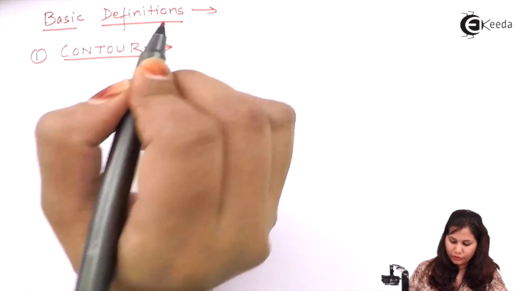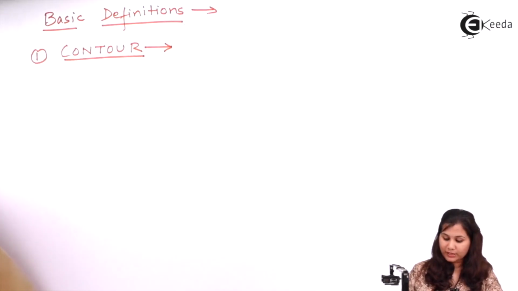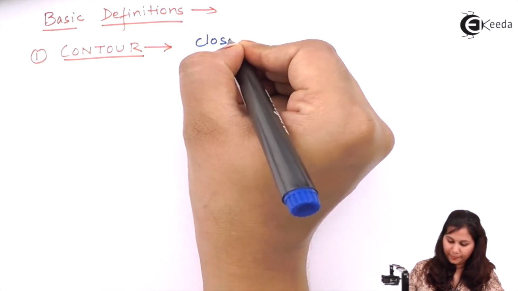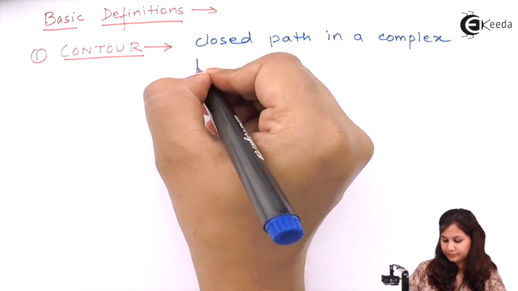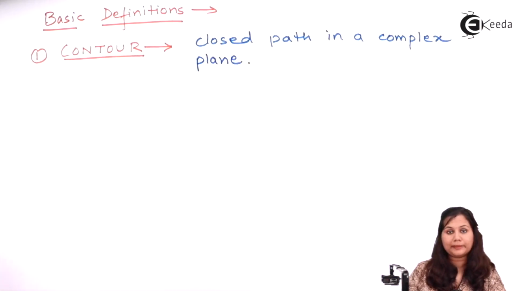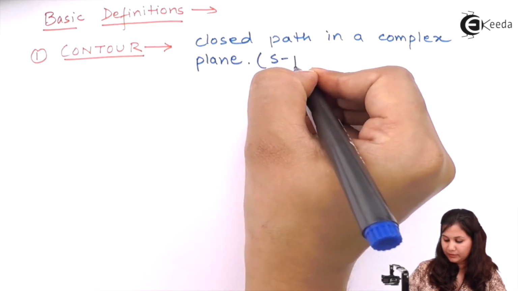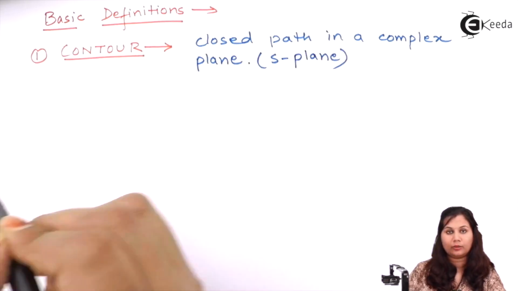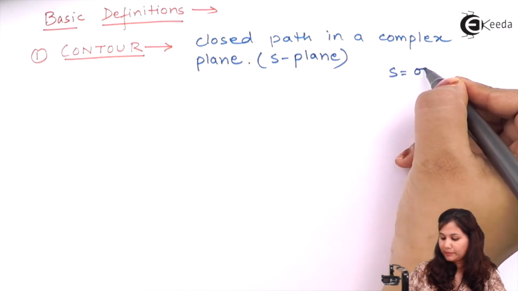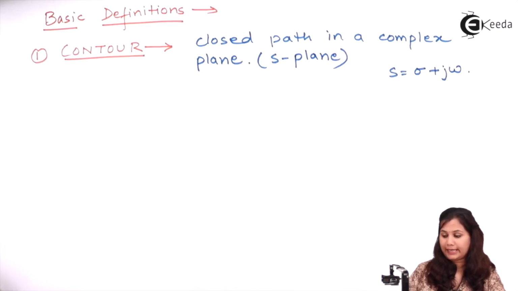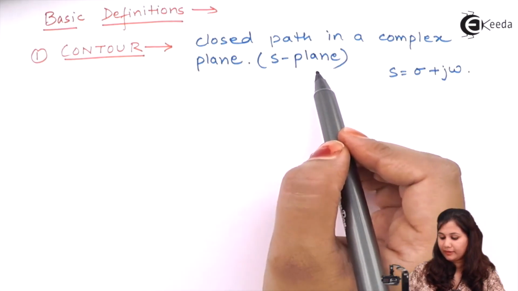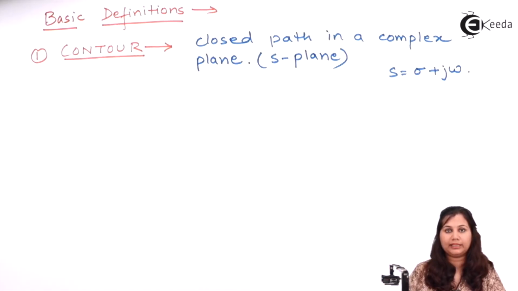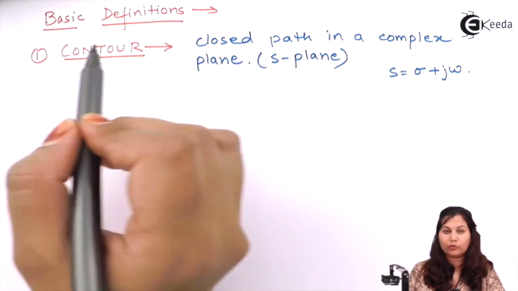So what is a contour? Contour is a closed path in a complex plane. Complex plane here will be the S plane. S plane is a complex plane, okay, because s equals sigma plus j omega, having both real and imaginary parts. So in this S plane, if we have any closed path starting from a point and ending at the same point, then that will be known as a contour.